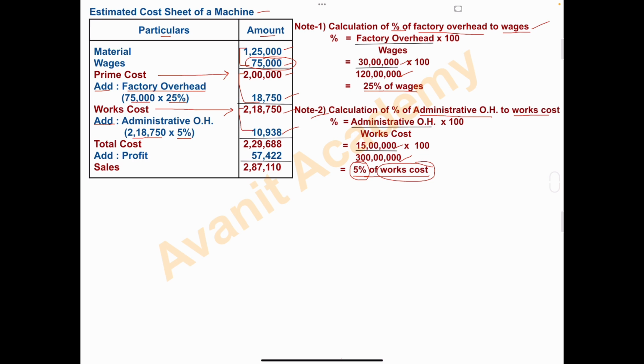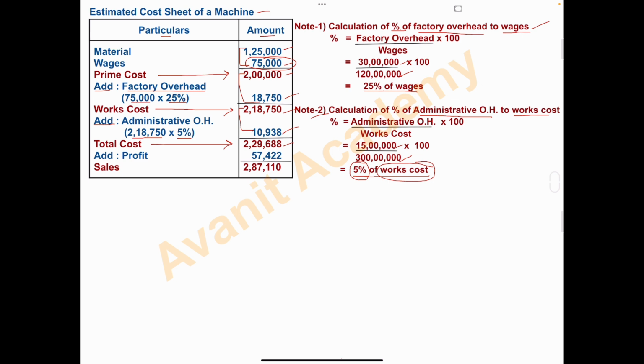Add these two amounts. 2,18,750 plus 10,938. Okay, you will get 2,29,688. So total will be 2,29,688. This is called total cost.